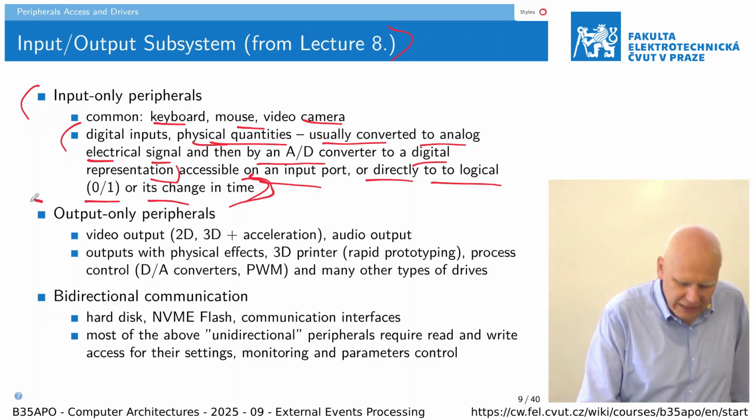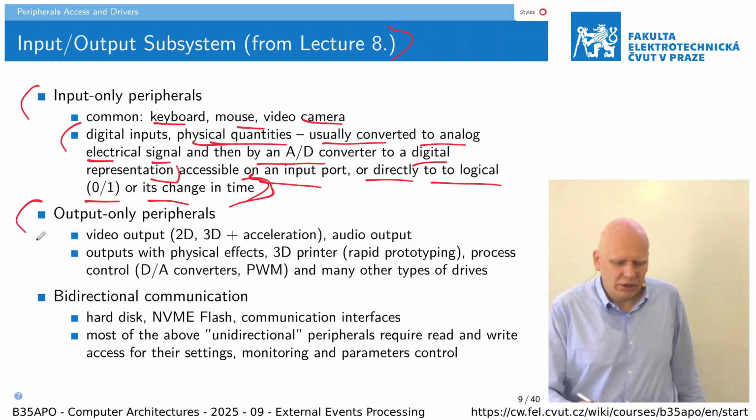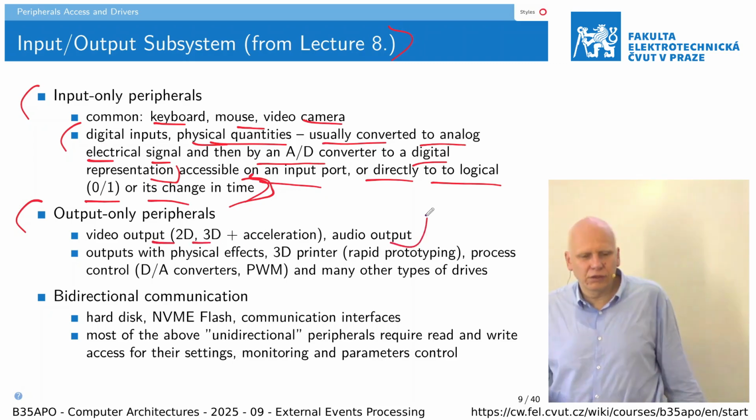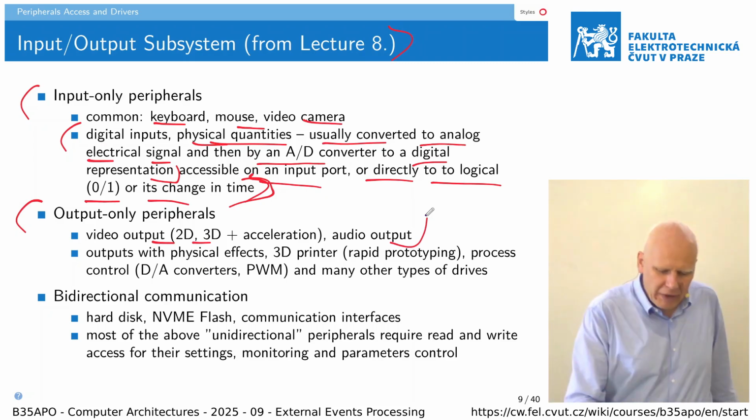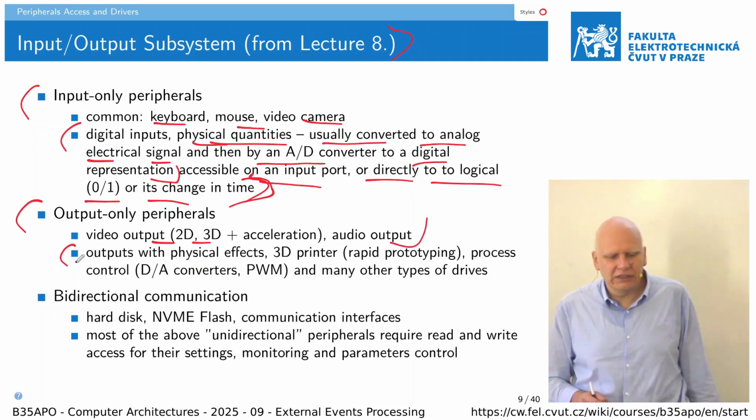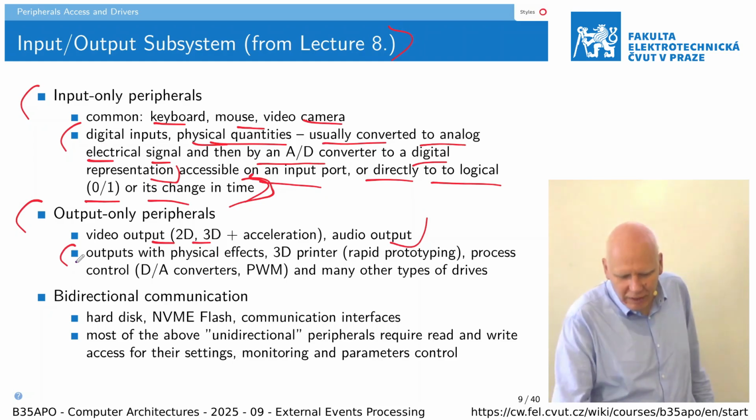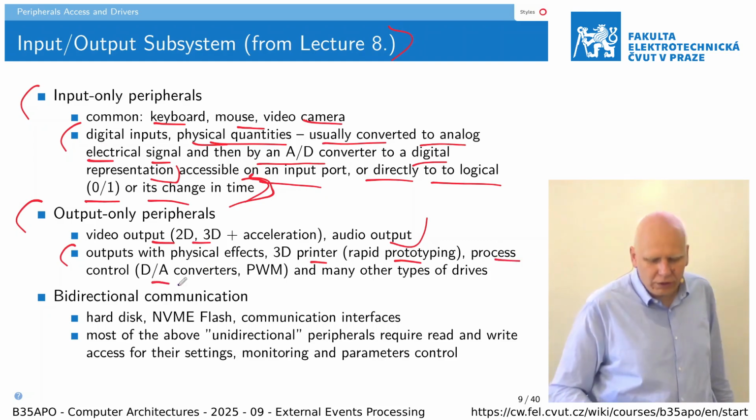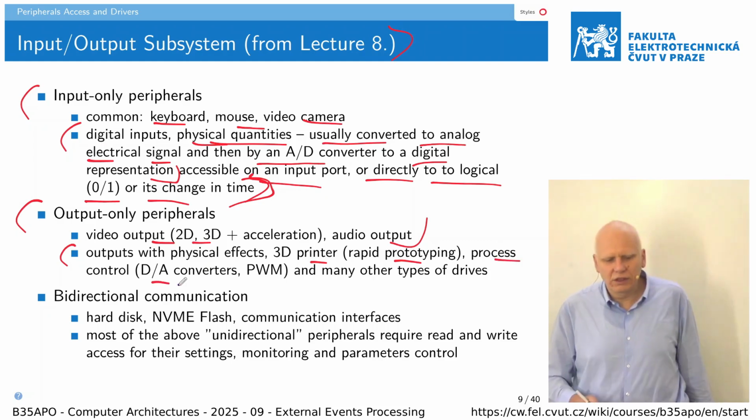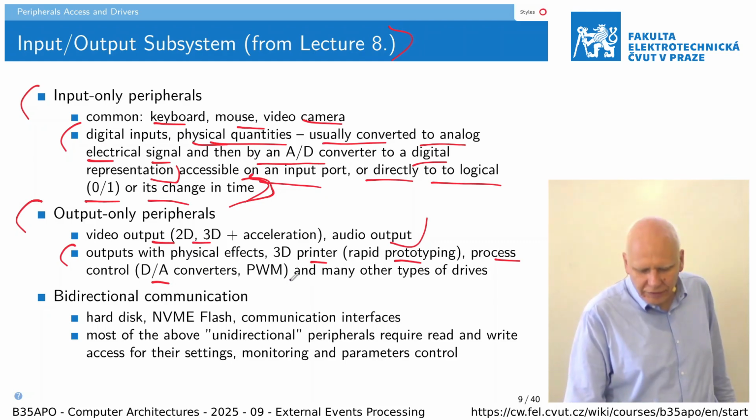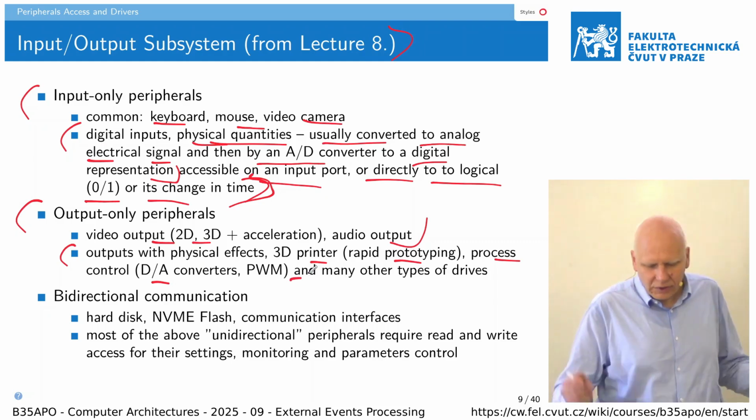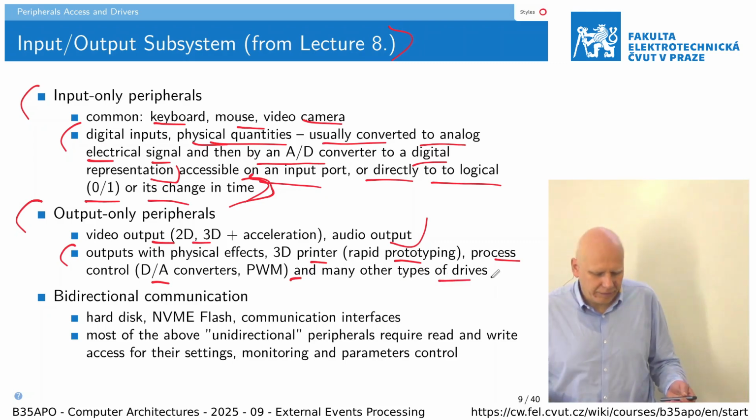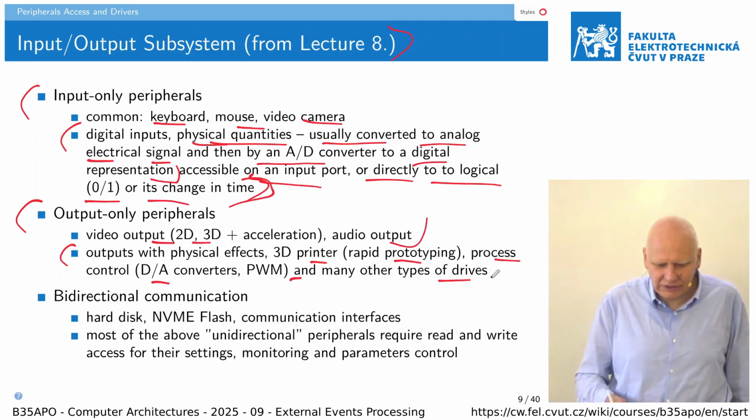Okay, then we can have the output-only peripherals, so it can be a video output, 2D, 3D, audio output and so on, what you know on desktop computers, but it can be even some system which has a physical effect. So for example, a 3D printer, rapid prototyping, process control where you control through DA converters or pulse width modulation, for example, some drives, electrical drives, or the gas engine or some other system.